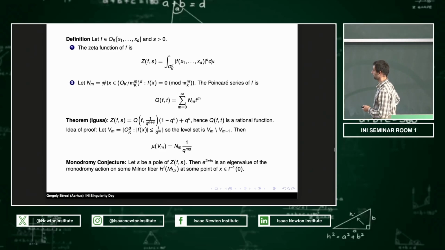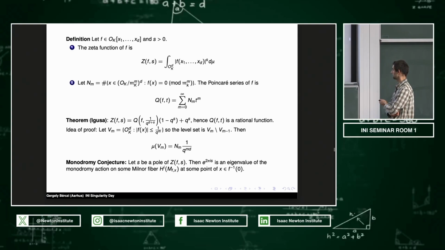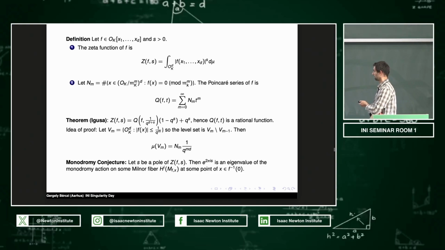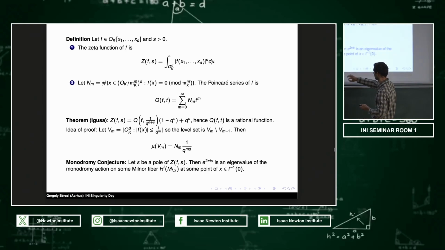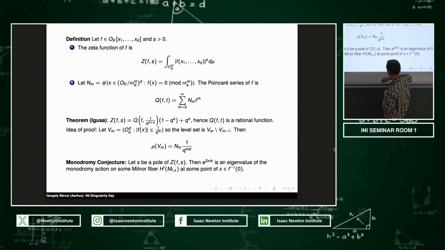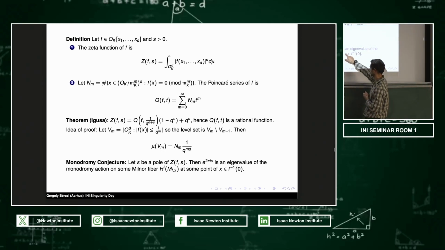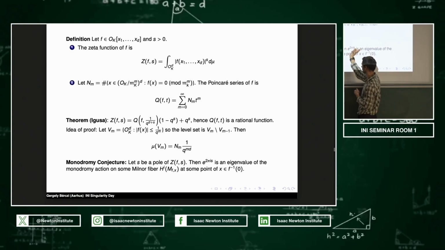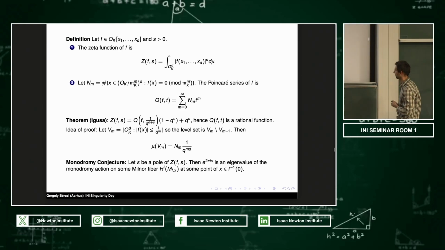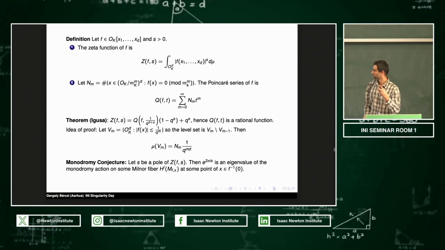But of course the main object here is this, and one of the main conjectures regarding these Igusa functions is the monodromy conjecture. So it says that if you have a pole of this Igusa zeta function, then e to the 2 pi i times that pole is an eigenvalue of the monodromy action on some Milnor fiber at some point. Sorry, s is double used here, so this s is not the same as this s.